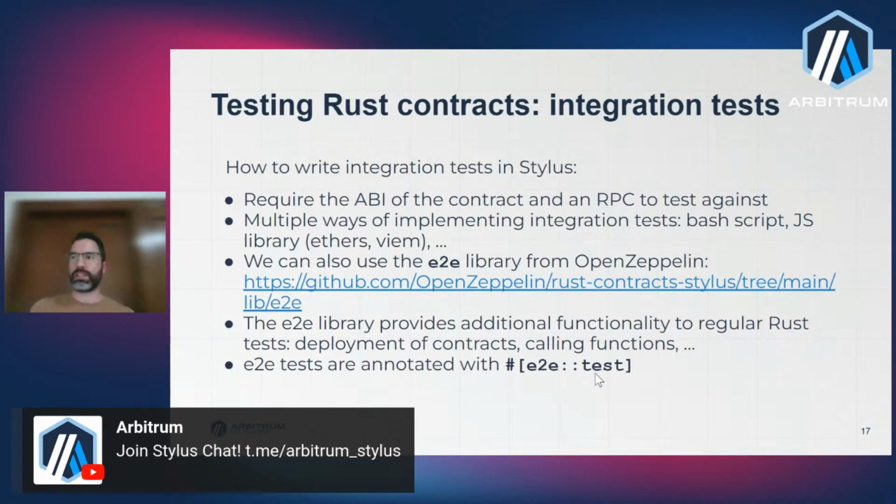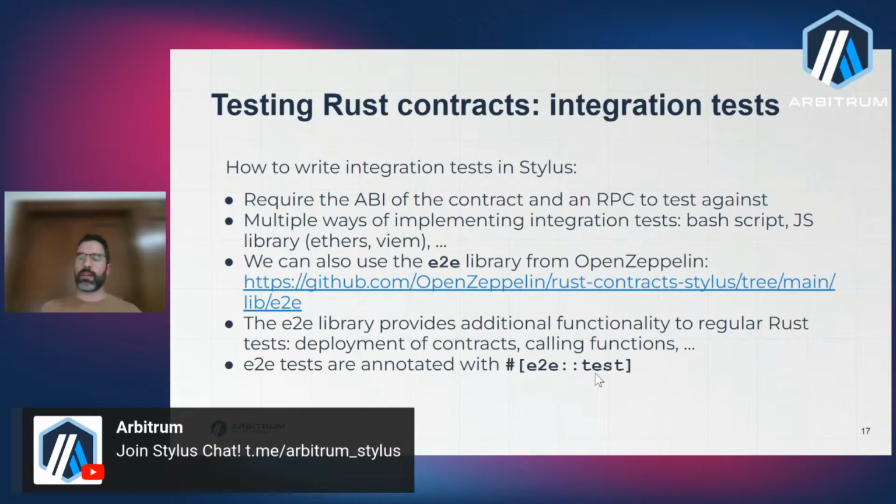And the second requirement is that we need the ABI of the contract, because whatever system we are using to write the integration tests needs to know the interface of the contract that it's going to call, all right? So if we have those two things, there are actually multiple ways of implementing integration tests. We can have, for example, a bash script that just uses Foundry Cast to deploy the contracts, or actually it will use Cargo Stylus to deploy the contracts, and then Cast to call the contract and modify its state.